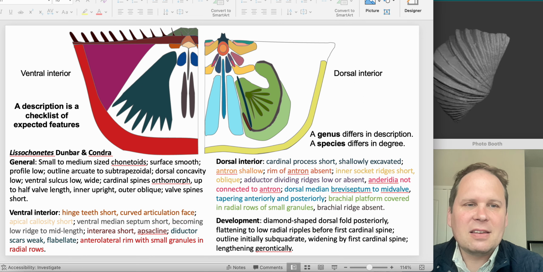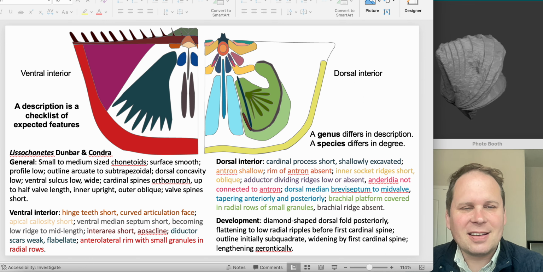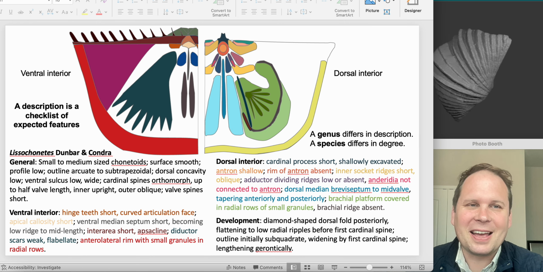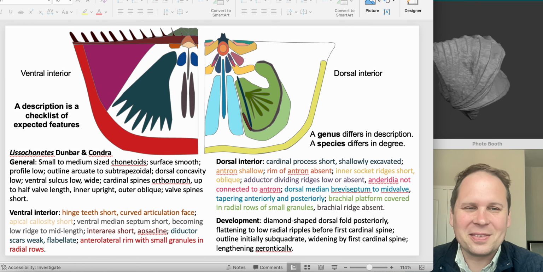That is how you write a good description, and that is what we will practice in class. I think you'll understand brachiopods even better by the time we get done with that. I think there's kind of no way that you won't. So there you go.